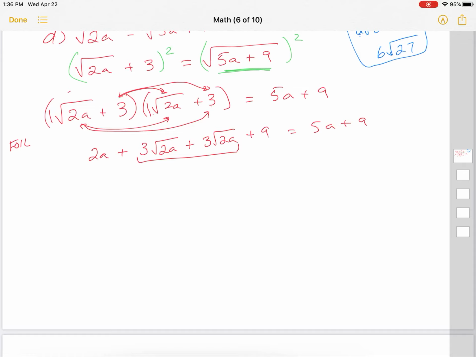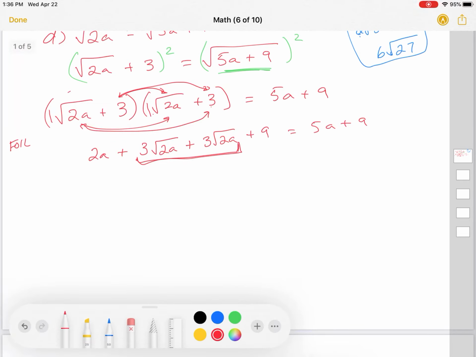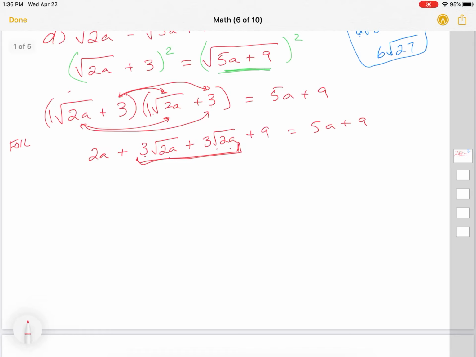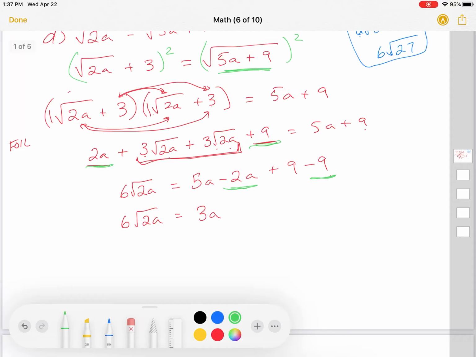So I might be doing it a little differently than I did it on the original video, but I'm just trying to expand it out totally. So we want to move everything over to one side except for the radicals. So on this side, I have 3 root 2a and 3 root 2a, so that's 6 root 2a. And I'm going to move everything else over. So I have 5a, and then minus 2a, and then I have 9, and then minus 9. So basically, these I just moved from the other side here by doing the opposite operation. So 6 root 2a is equal to, well, 5a minus 2a is 3a. 9 minus 9 is 0.